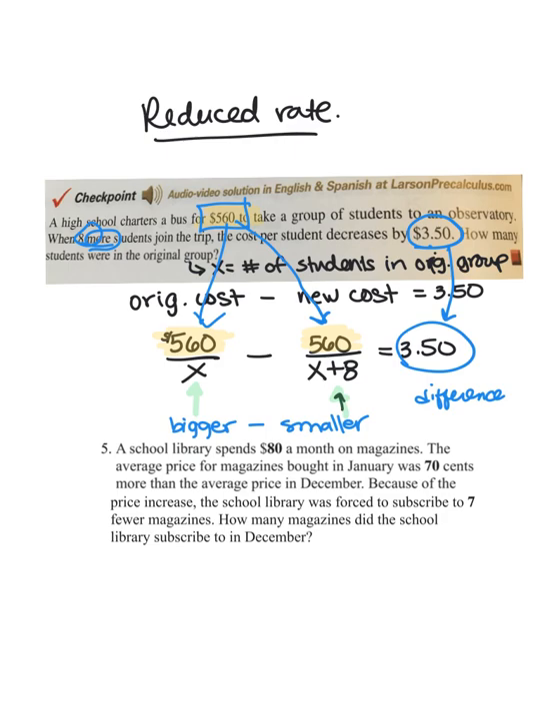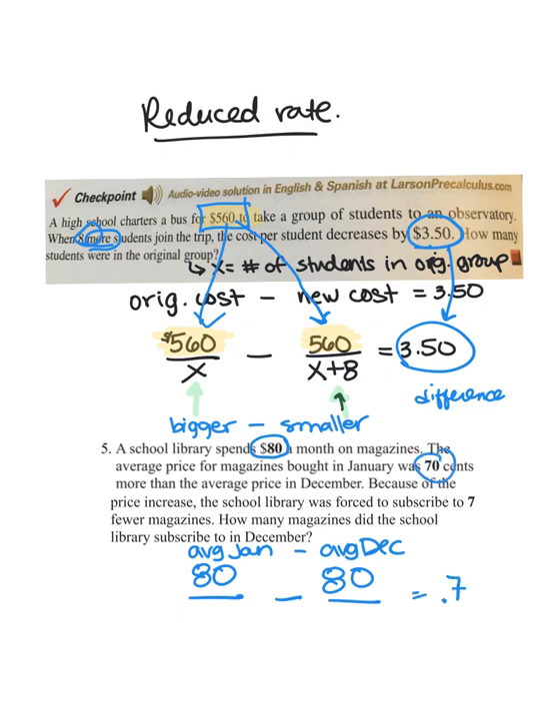Okay, so let's take a look at the next problem. School library spends $80 a month, so there's my flat rate. So I'm already thinking it's going to be something like this. A month on magazines. And by the way, I thought number 6 was very confusingly worded, and you won't see anything like that on the test or quiz. So forget number 6. The average price for magazines bought in January was 70 cents more than the average price in December. So we have an average price in January and an average price in December. And when I subtract them, I should get the 70 cents. So that's what's going to go here.